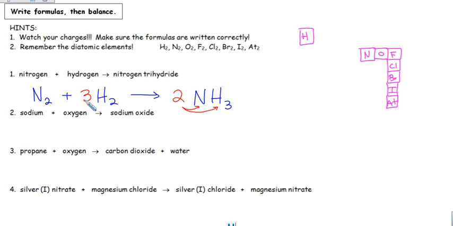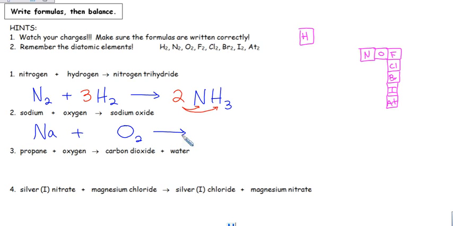Now in number 2, sodium is not a diatomic element. Most elements are not diatomic. I mean, it's only these couple. Most of them are gases. They're all nonmetals, like all the halogens. Sodium is not, so it's just Na. But oxygen gas is diatomic, O2.